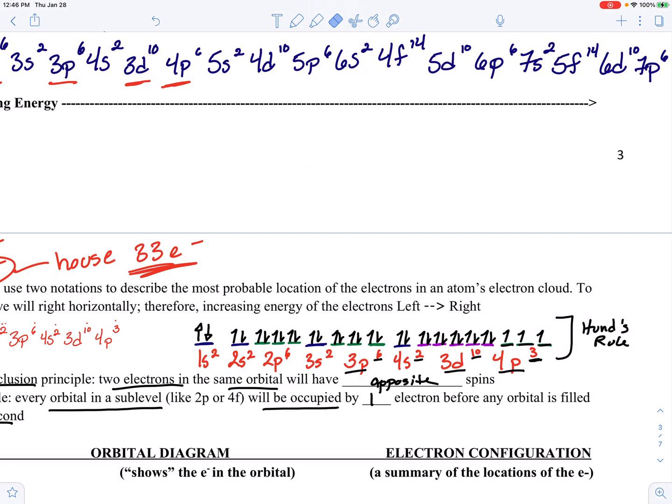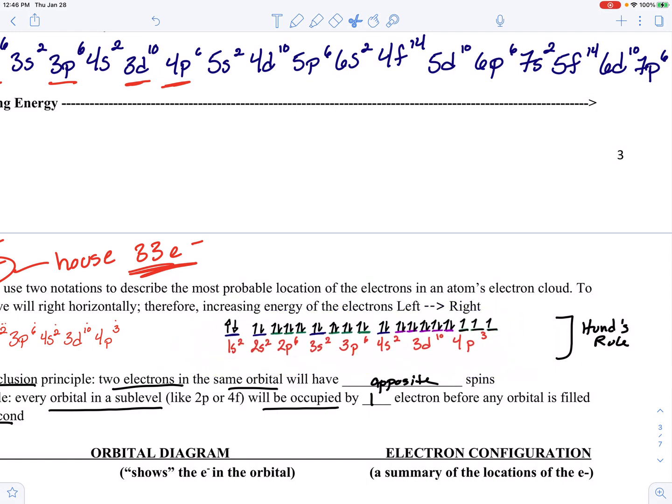I'm going to delete all these little extra black lines down here. But this would be sort of a drawing of our orbital diagram. And our orbital diagrams give us more information. It shows us the spin on our electrons. It shows us each of our orbitals and how many electrons we would expect for those orbitals to have.